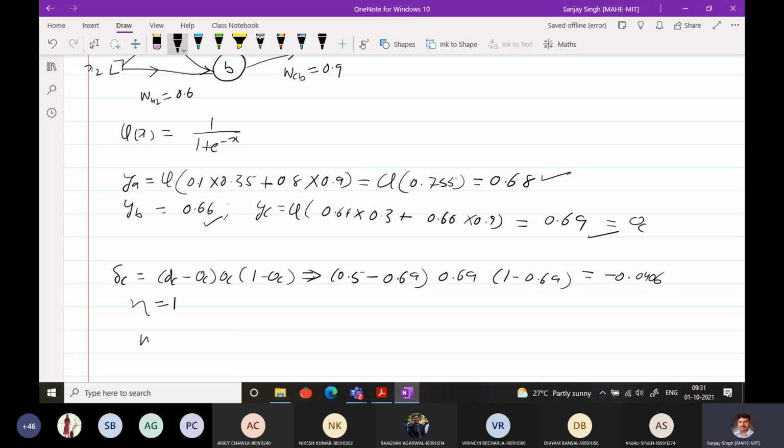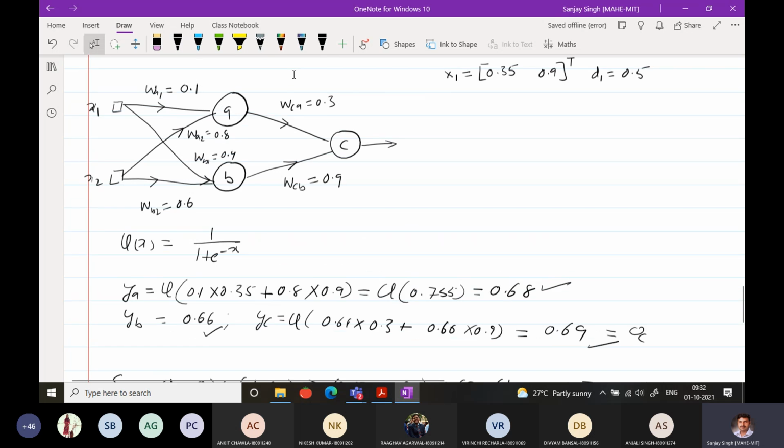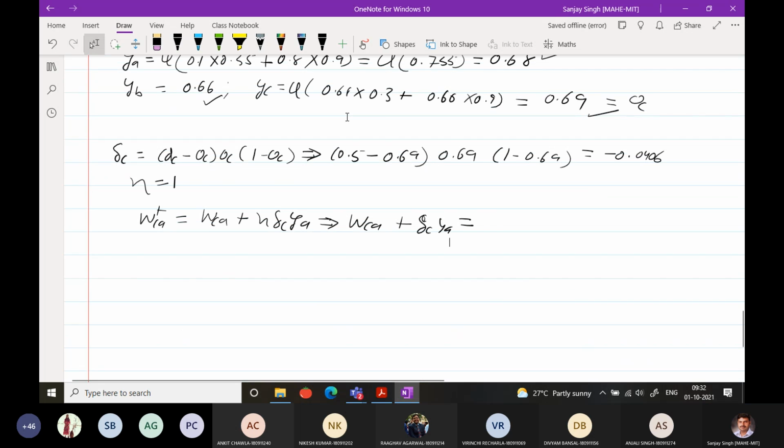So we know that WCA plus, as per our calculation, is WCA plus eta. Let me write in general: C is getting input from A. So WCA plus equals WCA plus eta times delta C times YA. WCA is 0.3, right?